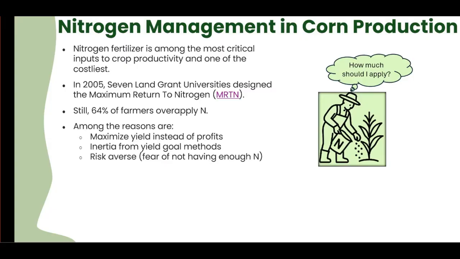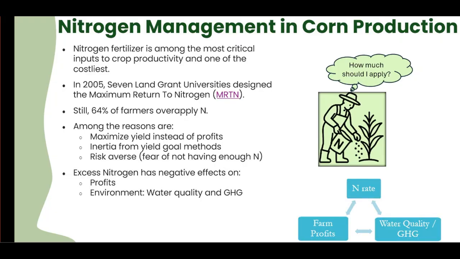Among the reasons, there are many behavioral economic studies, and we can mention farmers try to maximize yield instead of profits. There is inertia from yield goal methods and risk aversion, or farmers fear not having enough nitrogen more than they fear wasting a little bit more on fertilizer every year. So excess nitrogen has negative effects on profits and the environment, both in water quality and greenhouse gas emissions.